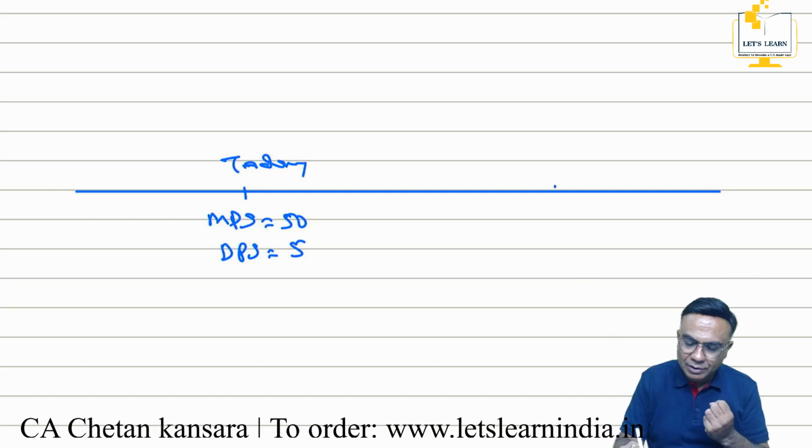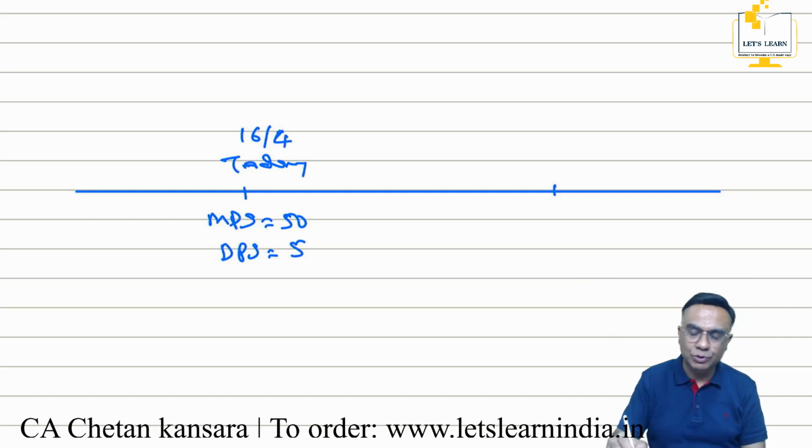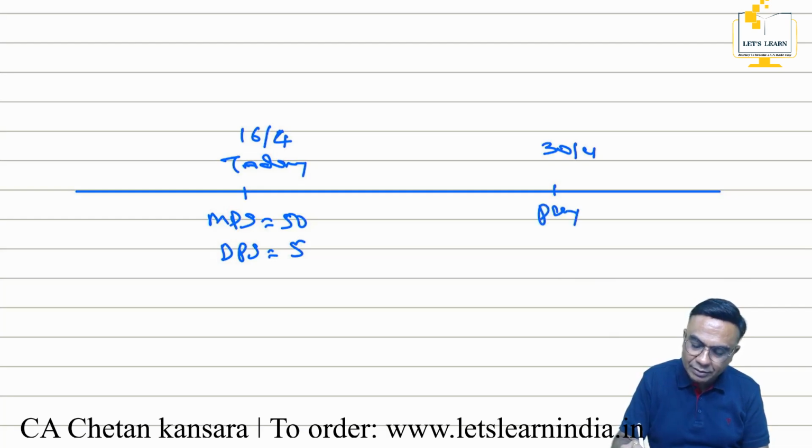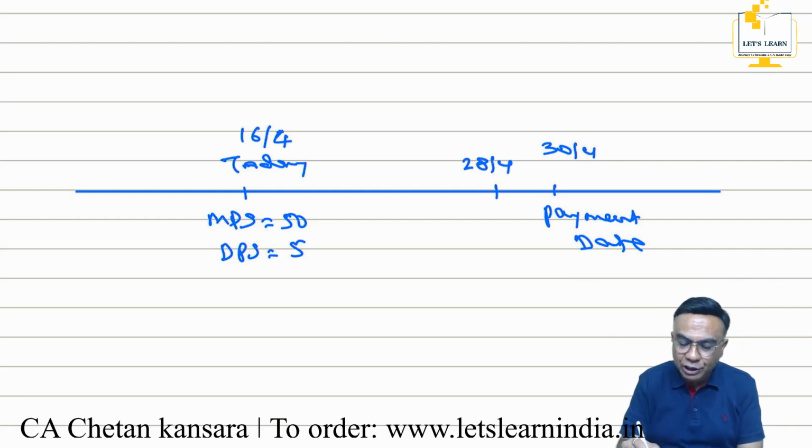Now for example, say today is 16th of April, and the dividend is expected to be paid on 30th of April. This is the payment date. And before that there is one more date, which is called the record date. Say 28th of April is the record date.